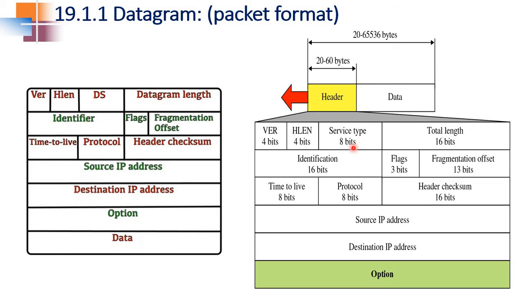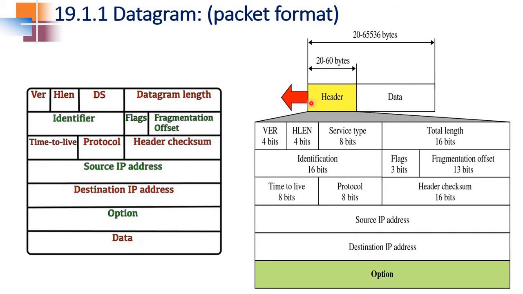16 plus 8 is going to be around 24. 24 plus 8, 32. So the total size of your datagram is 32 bits. We are going to divide this into the header and the data. The header is going to contain a size of around 20 to 60 bytes, and all the rest of the information is going to be the data.